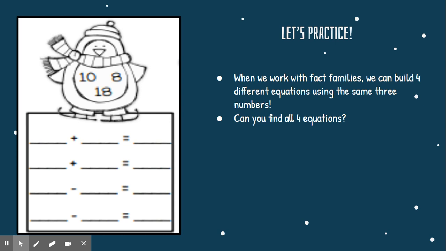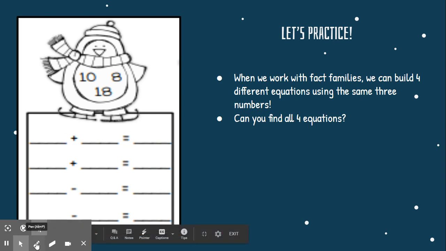Okay, so what you're going to do is practice working with fact families. When we work with fact families, we can build four different equations using the same three numbers. And I want you to pause the video right now and see, can you find all four equations? Don't come back and push play until you find all four. All right, if you're back, that means you found all four equations. So now we're going to check our work.